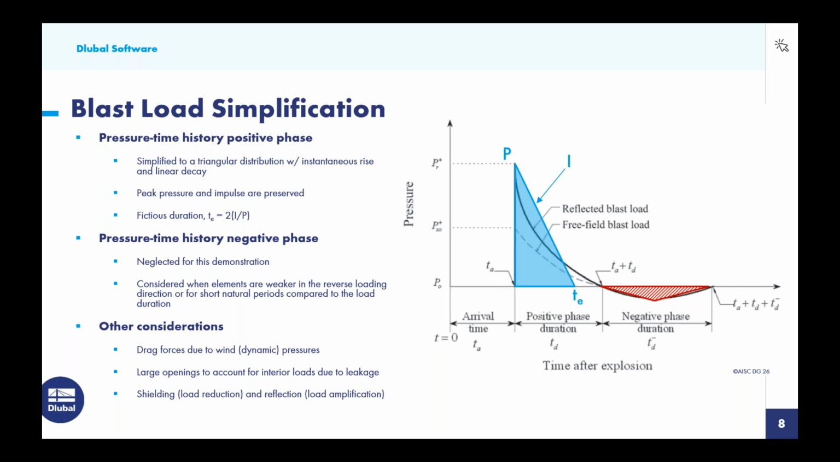And on the positive side, we have what we can consider shielding, which is load reduction. When we have a blast wave and we have many other objects in front of our target structure, then of course the load will be reduced. But on the downside, we have what's called reflection, where the load can actually be amplified because it's reflecting off of all of these different objects directly onto our target structure.